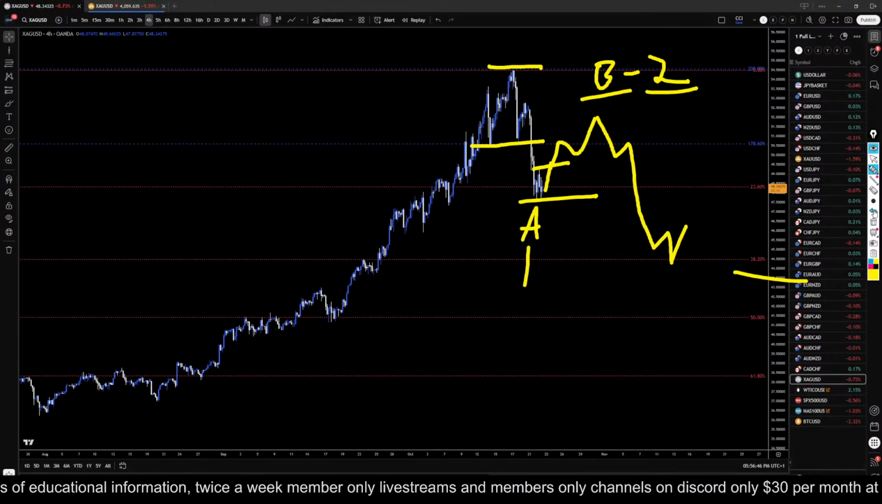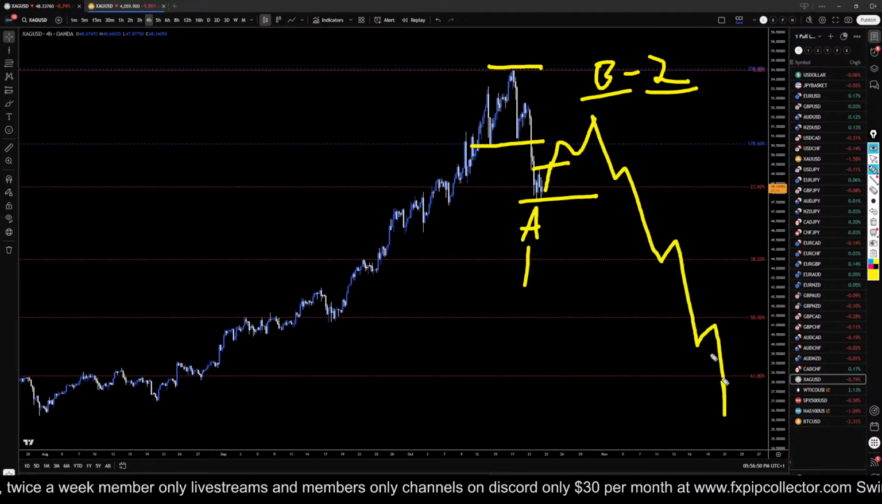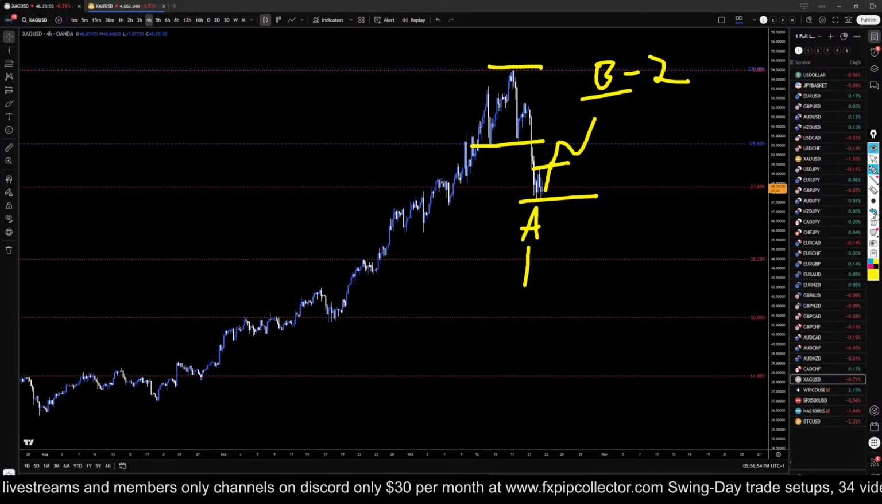If it's a wave three, then you would know it's a wave three because it would be freaking impulsive. It would never break structure. It would be very, very, very impulsive. So to me, the first push down is definitely either an A or one.